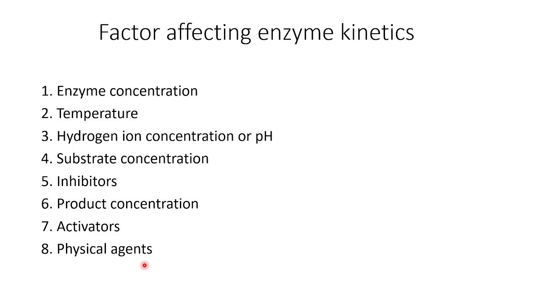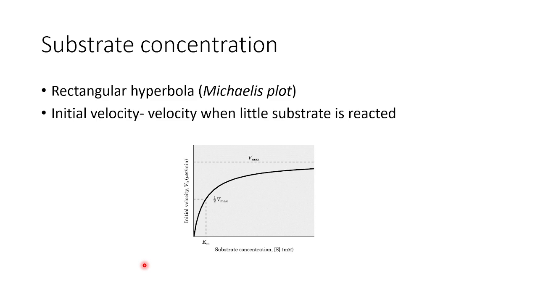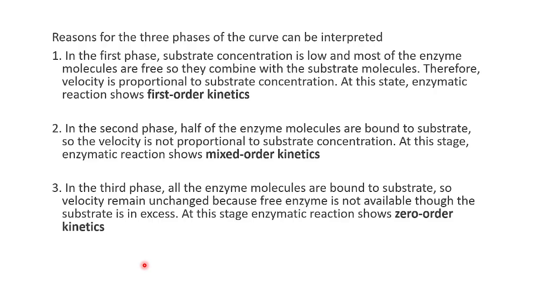So the factors that affect the enzyme kinetics are the enzyme concentration, then the temperature, hydrogen ion concentration or pH, substrate concentration, inhibitors, product concentration, activators, and the physical agent. It affects the enzyme kinetics because it affects the activity of the enzyme. So how about the substrate concentration? You've seen that substrate concentration equals Km at half of the maximum velocity. It's a rectangular hyperbola, the Michaelis plot, and the initial velocity when little substrate is reacted.